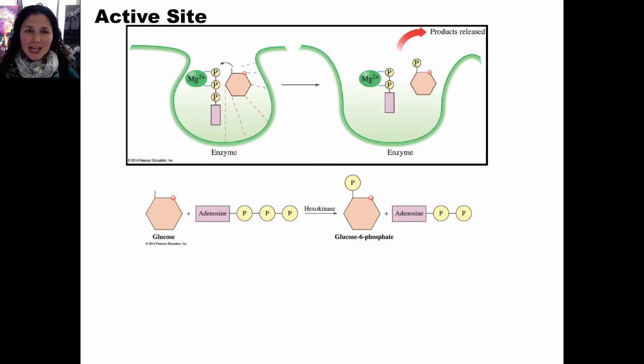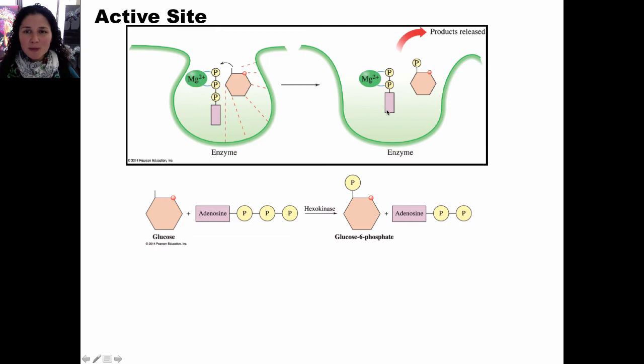Here's another picture of the active site from your textbook. This is a cartoon version. This also shows that there is a magnesium in the active site. A magnesium ion is bound to the active site, and the magnesium ion interacts with the phosphate ions on ATP through ionic interactions. And it holds the phosphates in just the right orientation with respect to the glucose so that the reaction can happen. This magnesium also polarizes the bonds and helps them to break.